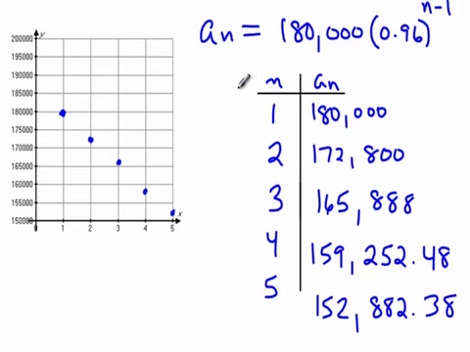So again, in summary, our symbolic representation is our A sub n formula. Numerical representation is our table of values, and here we have our graphical representation. Finally, what type of sequence is it? Well, because we have that change factor of 0.96 and we have that constant rate of decrease from one value to the next, that would be a geometric sequence.